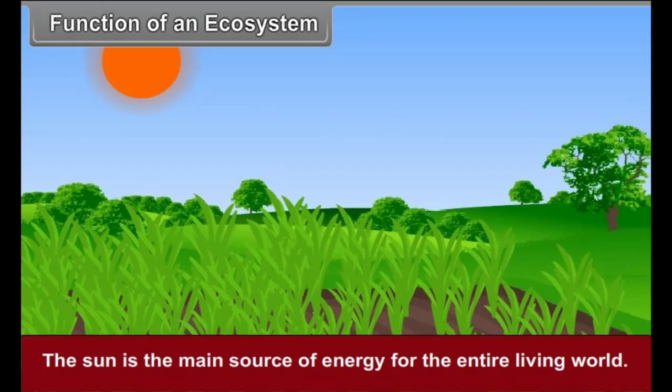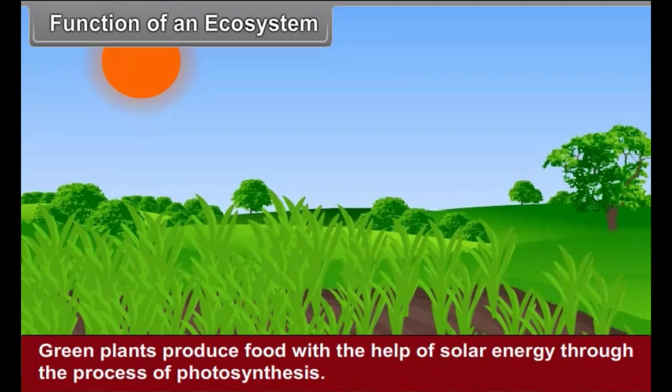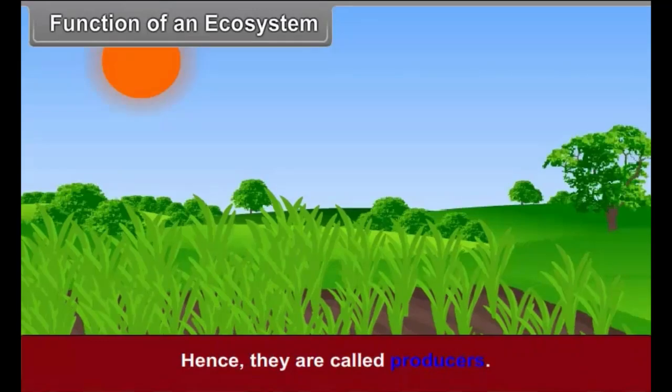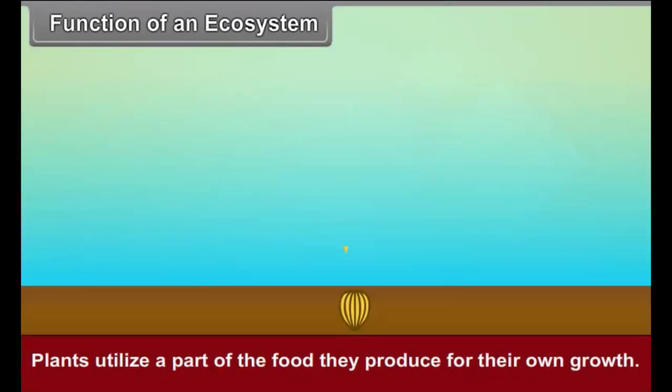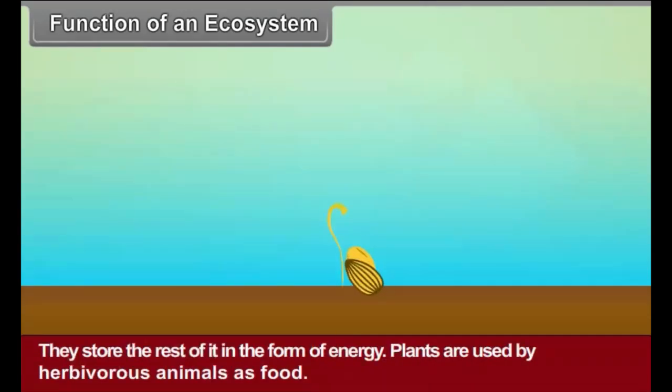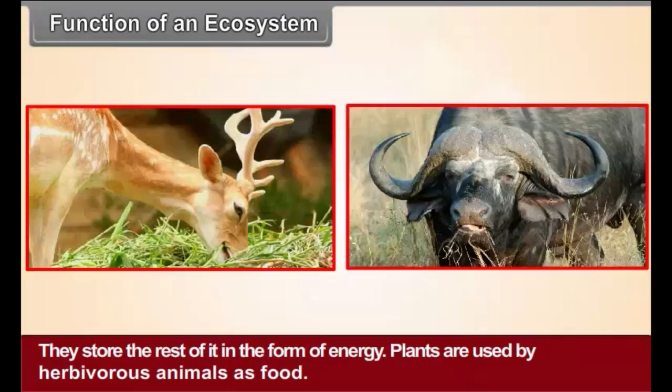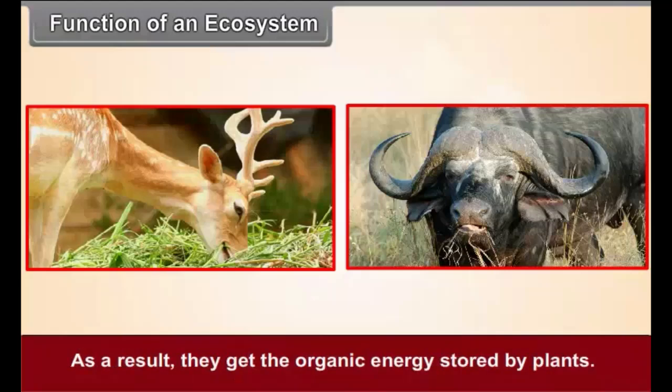Function of an ecosystem. The sun is the main source of energy for the entire living world. Green plants produce food with the help of solar energy through the process of photosynthesis. Hence, they are called producers. Plants utilize a part of the food they produce for their own growth. They store the rest of it in the form of energy. Plants are used by herbivorous animals as food. As a result, they get the organic energy stored by plants.